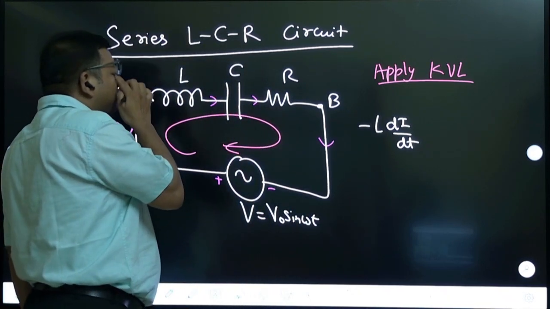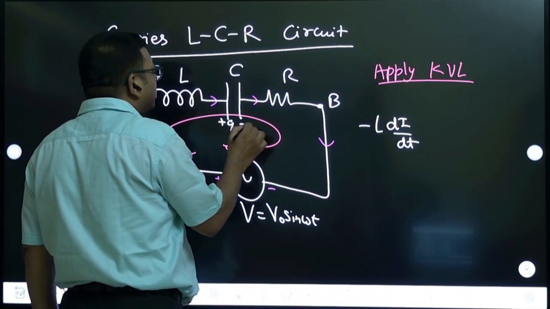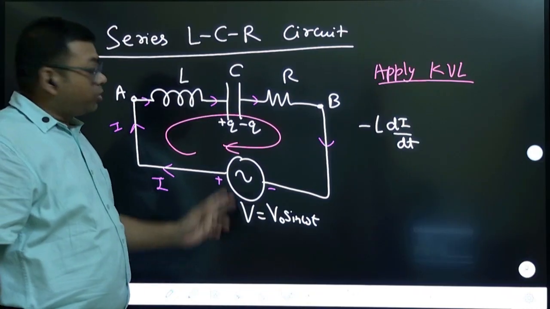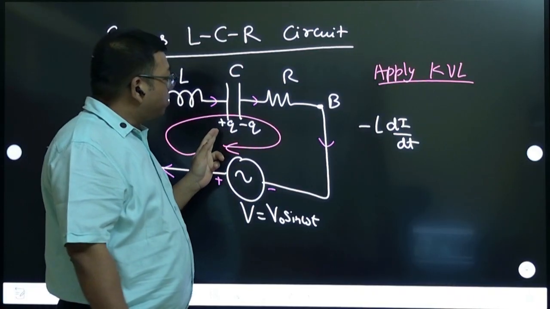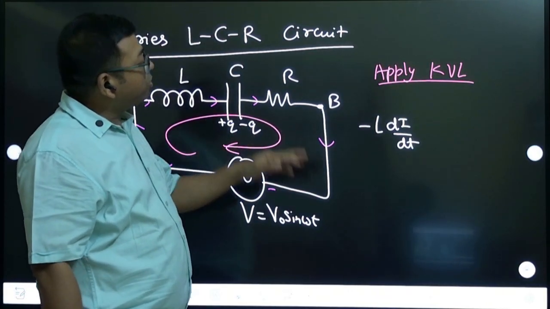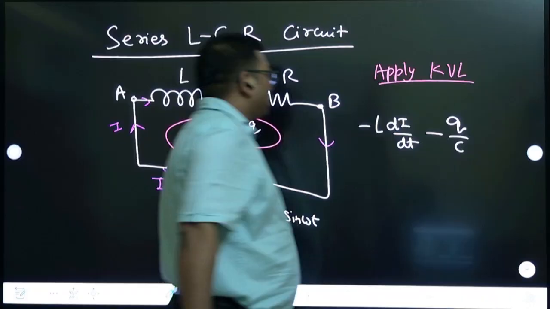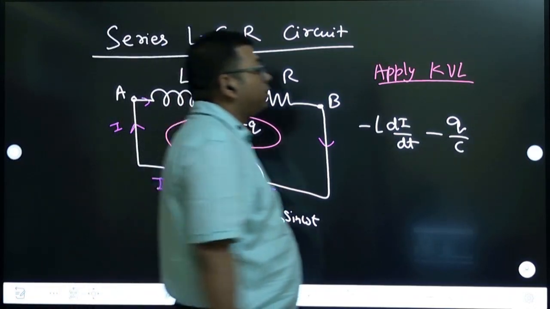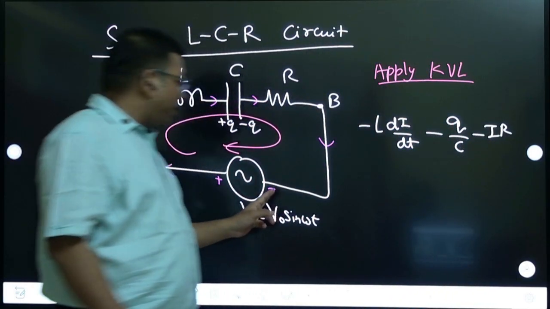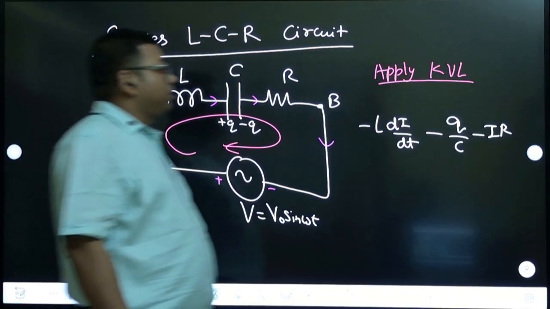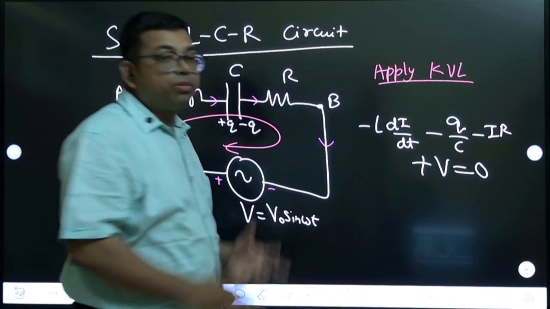Voltage across the capacitor: you are going from higher to lower because this is going to develop plus q and this will develop minus q charge, because current is going here, so positive charge will develop here. So plus q, minus q, you are going from higher to lower voltage, so minus potential difference q by C. Again in the direction of current, minus IR. Then you are going from minus to plus, plus V is equal to 0. The sum of all potential drops is going to be 0.